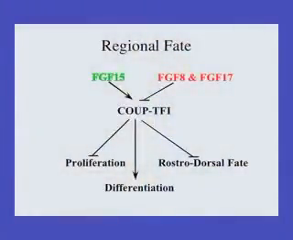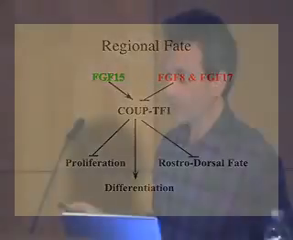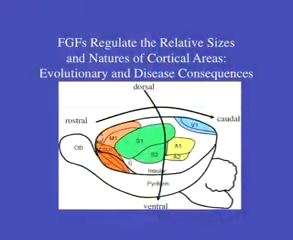And we also think that this system regulates regional fate through suppression of rostral dorsal fate through FGF8 and FGF17 functions, repression of CoopTF1. So in conclusion, FGFs regulate the relative sizes and natures of cortical areas. They do that through controlling the expression of CoopTF1, but also other transcription factors that I didn't talk about to keep this talk simpler, such as EMX2, PAX6, and a whole slew of other ones.